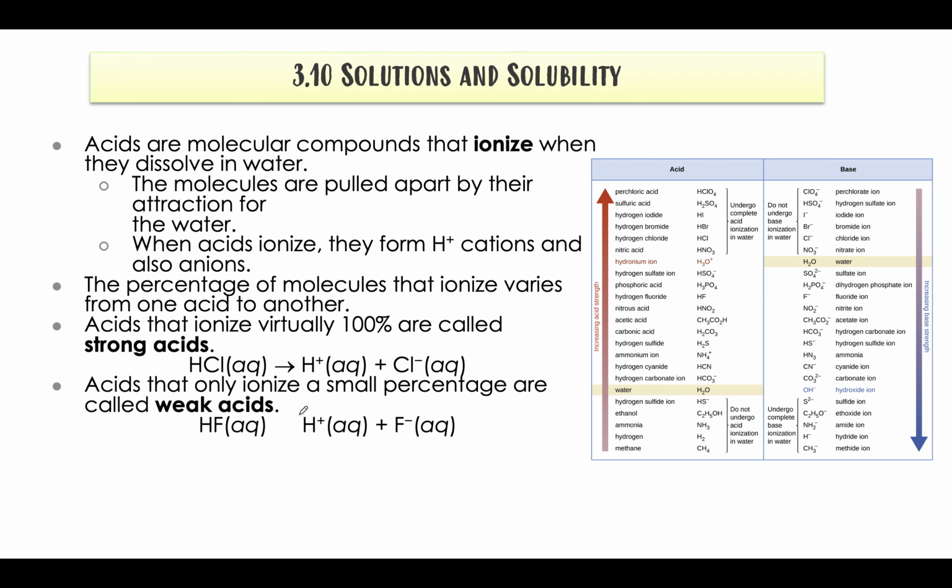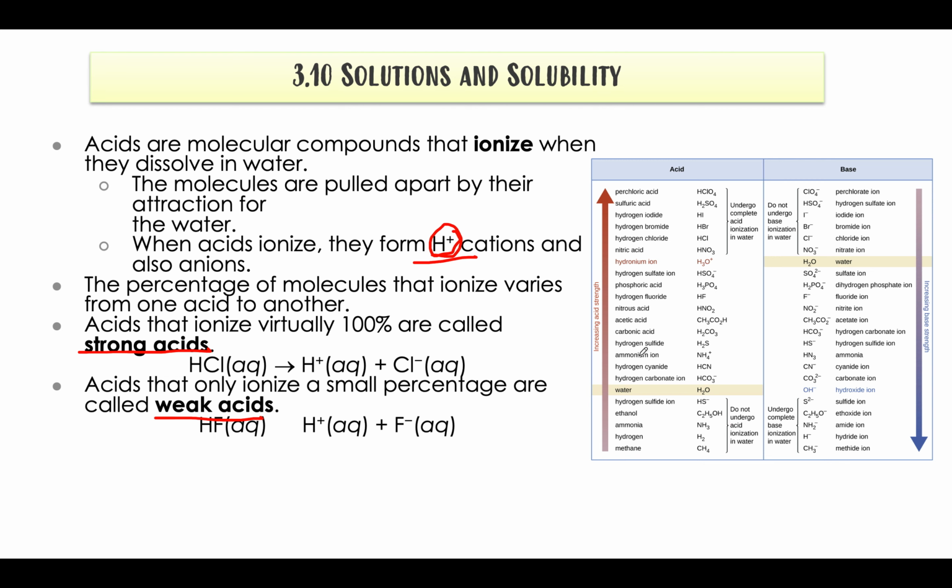Now, acids are molecular compounds that ionize when they dissolve in water. The molecules are pulled apart by their attraction for water. So when these acids ionize, they form hydrogen ions, hydrogen cations, and also anions. So that's the biggest thing: when acids dissolve in water, they form those ions. The percentage of molecules that ionizes varies from one acid to another. So acids that ionize virtually 100% are called strong acids. Acids that only ionize a small percentage are called weak acids. So basically strong acids completely dissolve, whereas weak acids only partially dissolve.